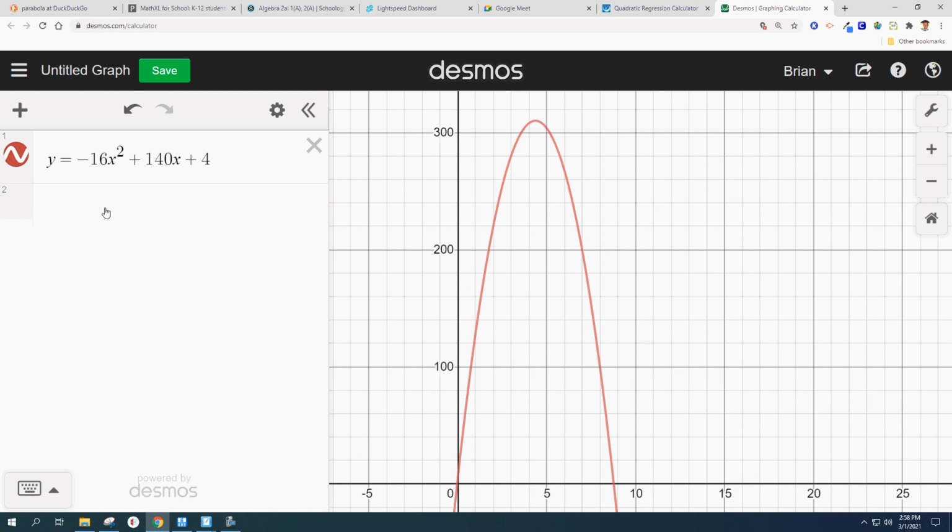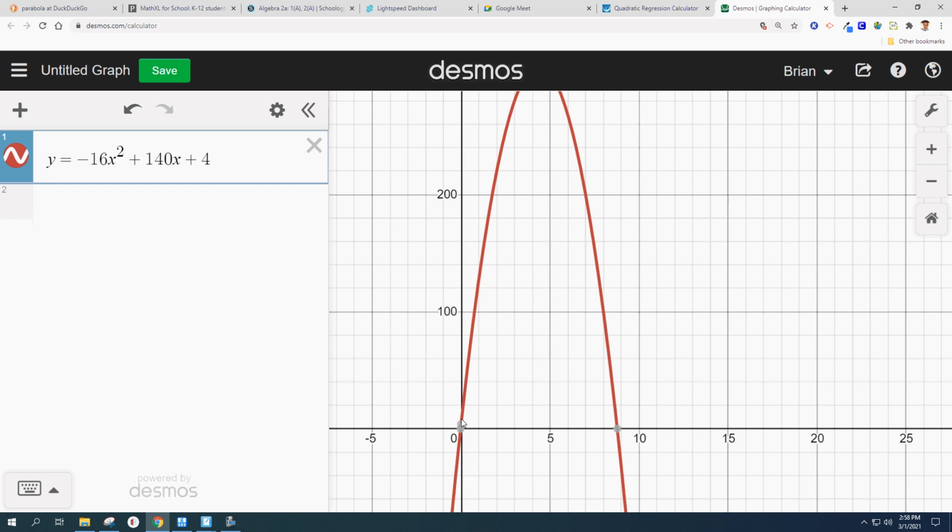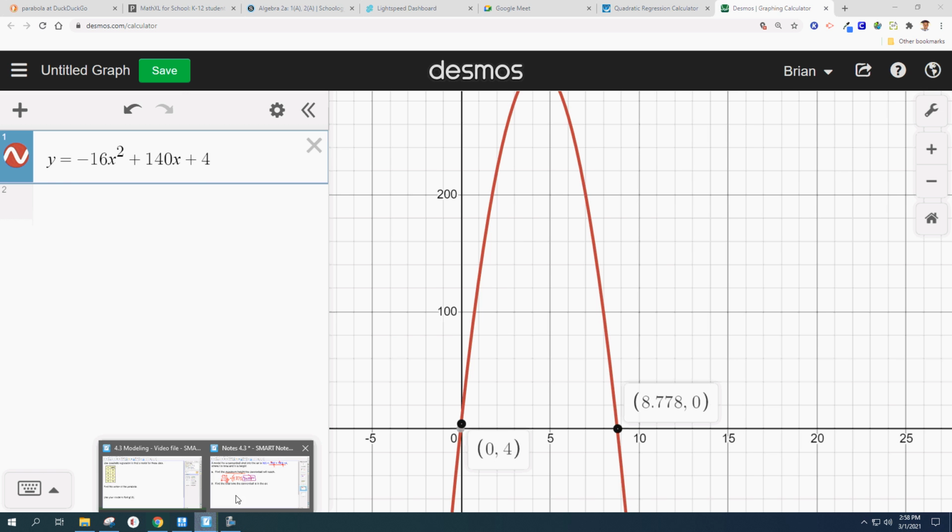And I want to find the total time the cannonball is in the air. Well, really all I need to do is find this. Okay, this is the time. The x-axis, we're talking about the time. So 8.778 seconds. That's how long it's in the air. It starts here at 0, shot, and it lands right here at 0, which means that's the ground. 8.778 seconds.